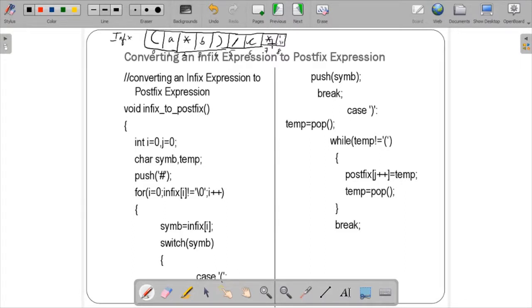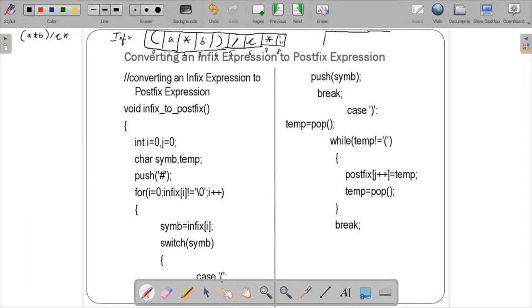Okay, so here it is, this is an infix expression. I'll write over here: opening bracket, a, multiplication, b, closing bracket, division, c, star. This is an infix expression. When we take it as a string, it will be represented in this particular format. Finally, this infix should be converted and placed in the postfix expression.